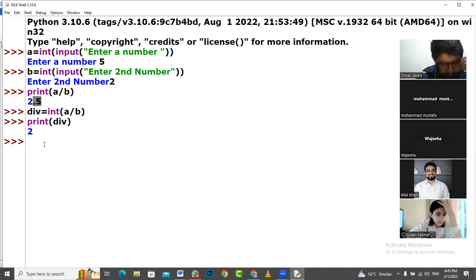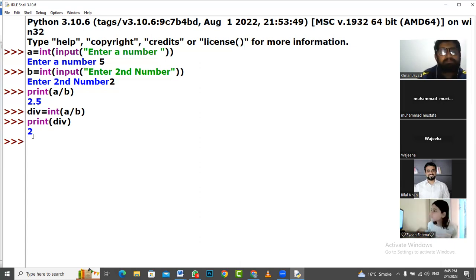Sir? Yes? Mistake, I write B equals to INT. Put enter number, I don't write enter second number. So that's fine. That's not a mistake. That's totally fine. It can happen. That's not a mistake.